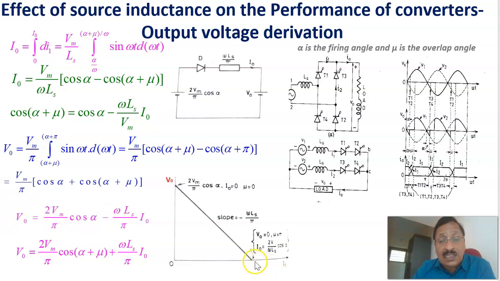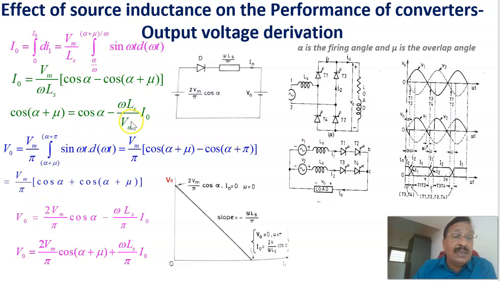Therefore, this point corresponds to V naught equal to 0, and the corresponding I naught is calculated here. That is the current corresponding to the 0 voltage. This is the output voltage versus load current. Because of the source inductance, there will be a drop in voltage, and that voltage is equal to omega Ls divided by pi into I naught. Now, one more output voltage equation we can derive.